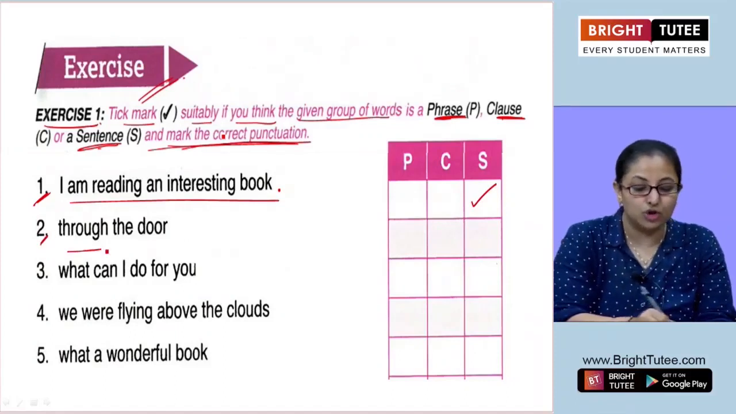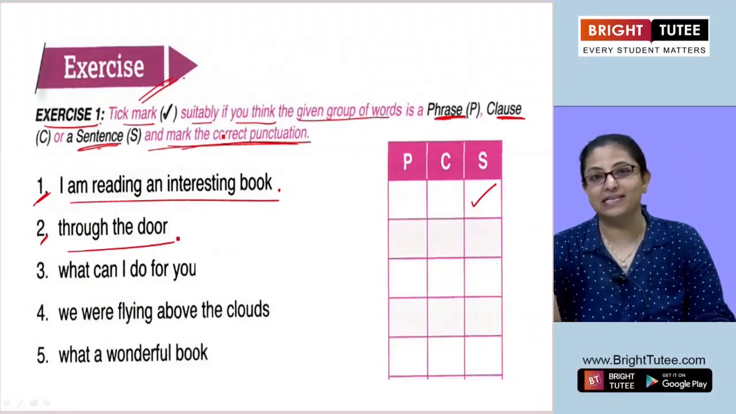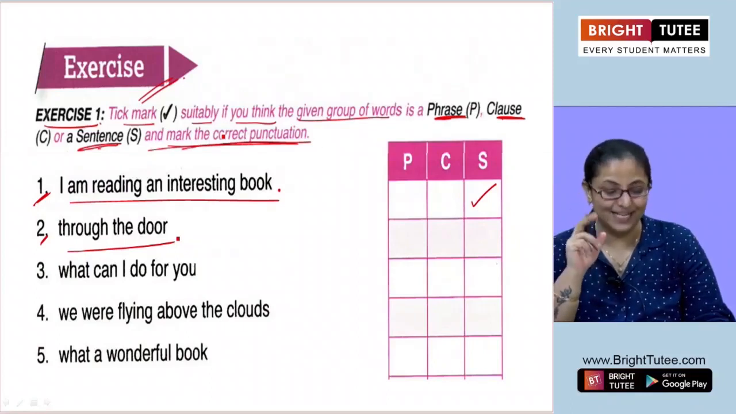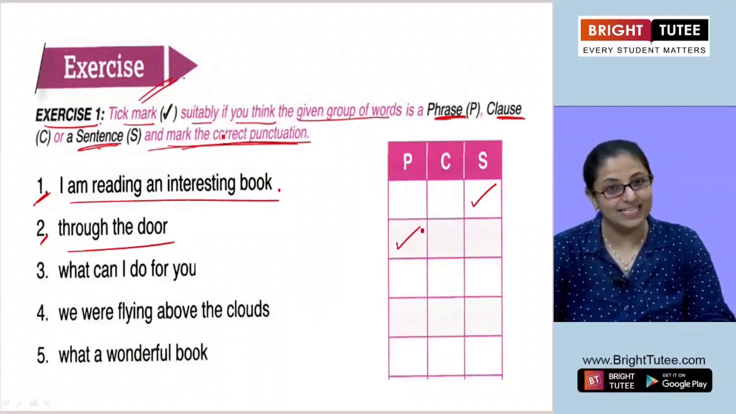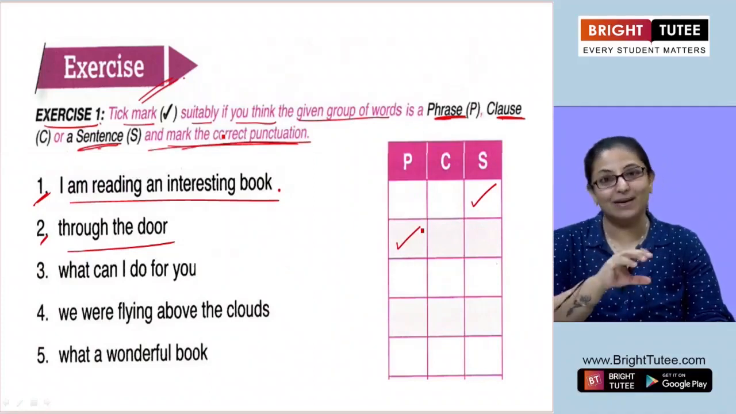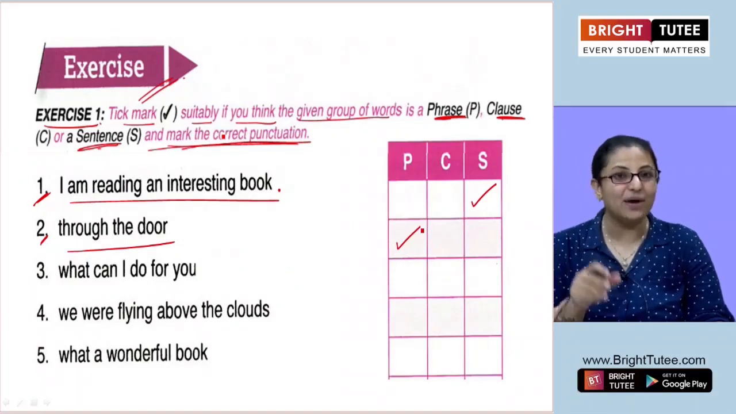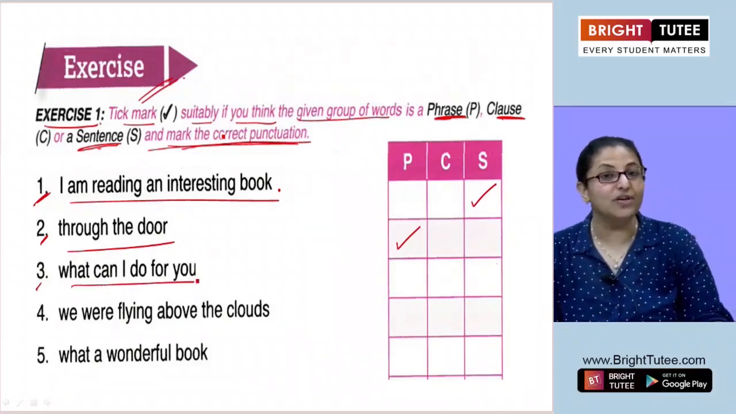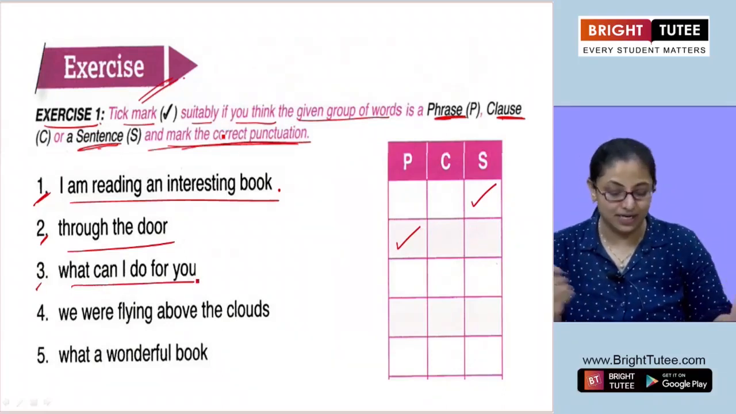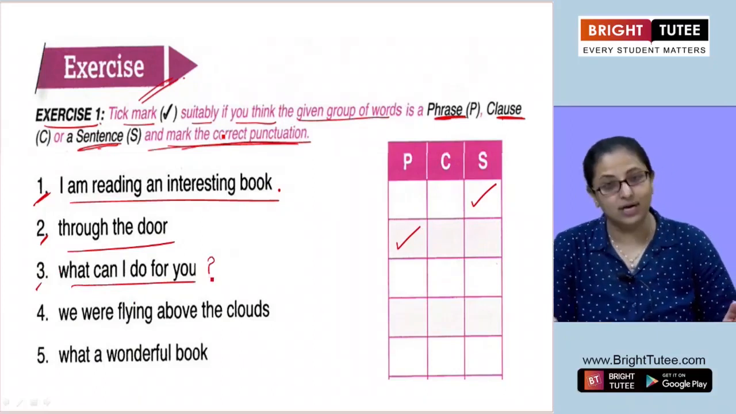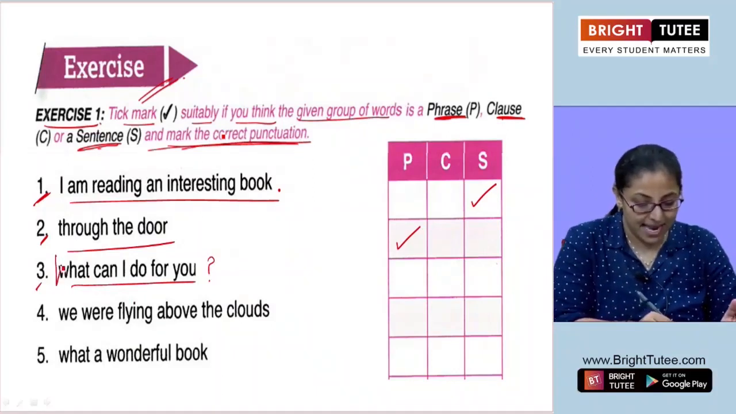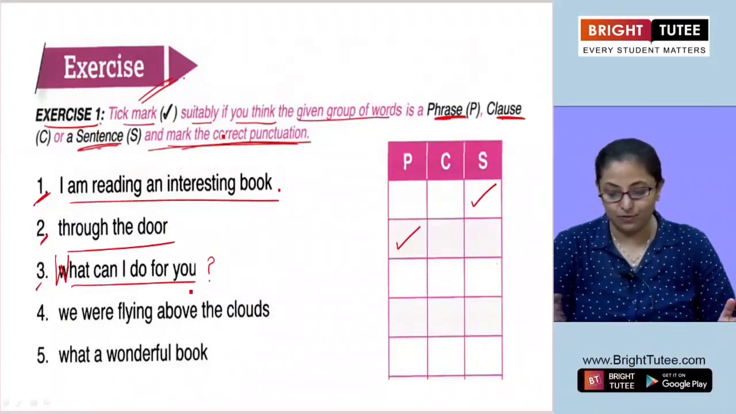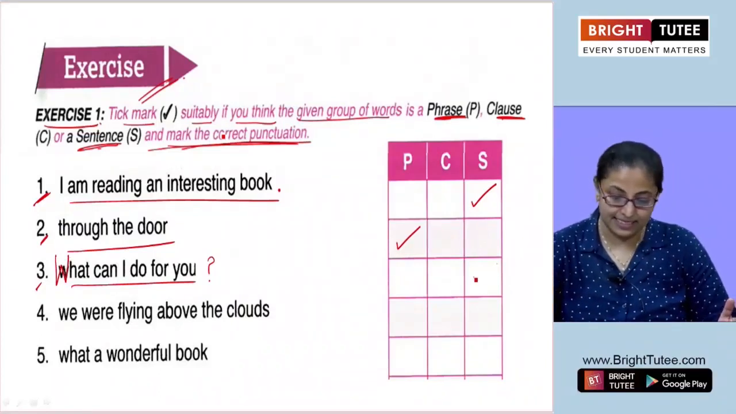Second one, through the door. What do you think it is? Through the door makes some sense but not complete sense. So this is a phrase. If we add some more words, it will be a complete sentence. But right now it is a phrase. What can I do for you? It is a question. So we'll put a question mark here and we'll make this W a capital W. So it will be, What can I do for you? It is again a sentence.